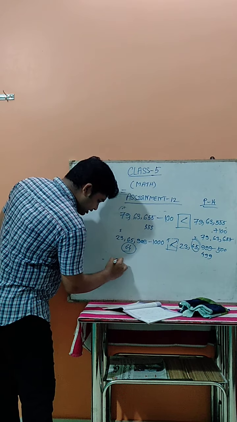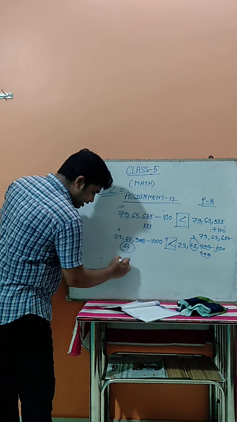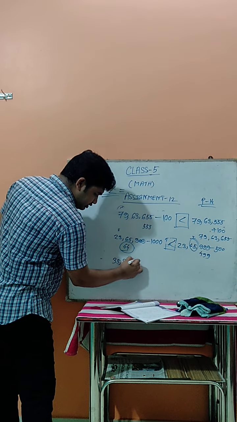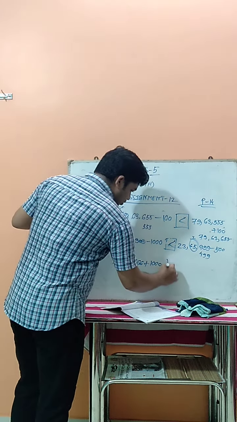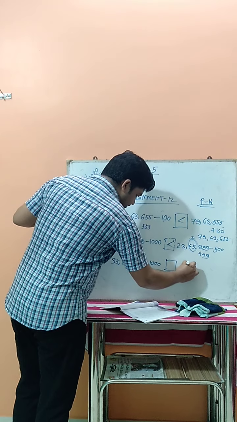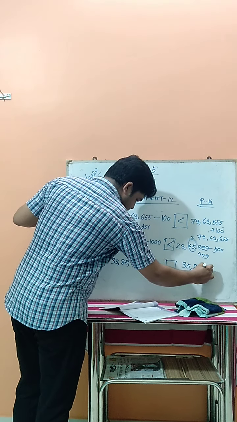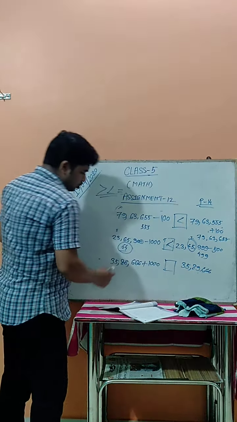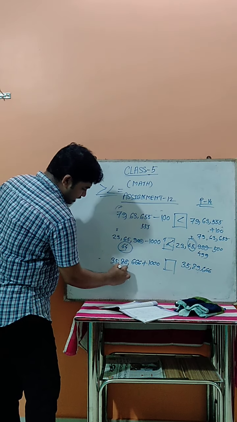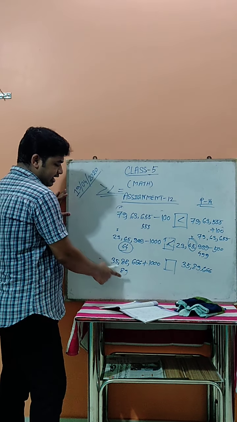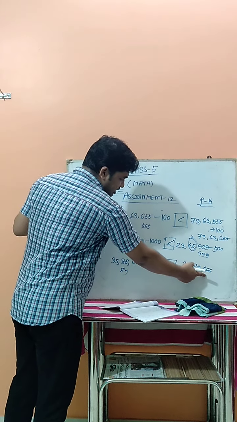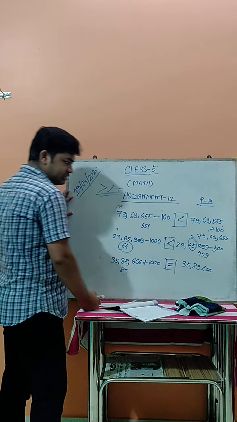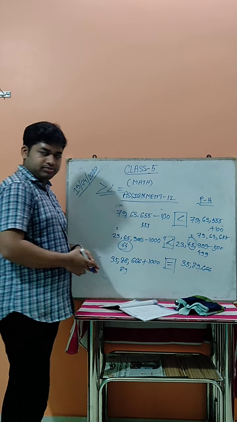Now see the last is 35,88,666 plus 1,000. Now here is 35,89,666. So 88,000 plus 1,000 is 89,000. Here also 35,89,666. So it's the equal sign. So by this way you have to solve this one.